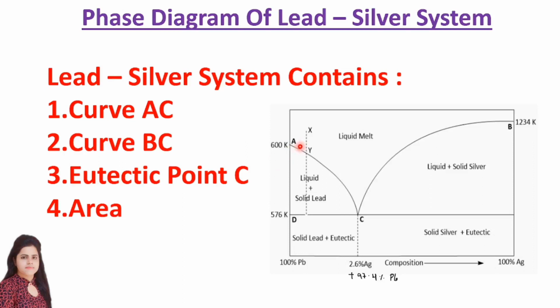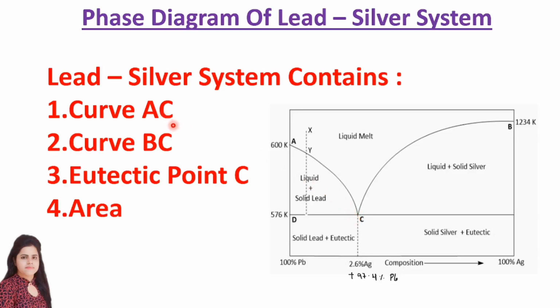First of all we have some points that we have to see. First point is point A, which denotes the melting point of pure lead metal. Then we have point B, which denotes the melting point of pure solid silver metal. Then we have point C, called the eutectic point. Eutectic point means that lead metal, solid silver metal and their solution, these three phases, will coexist. These are the important three points.